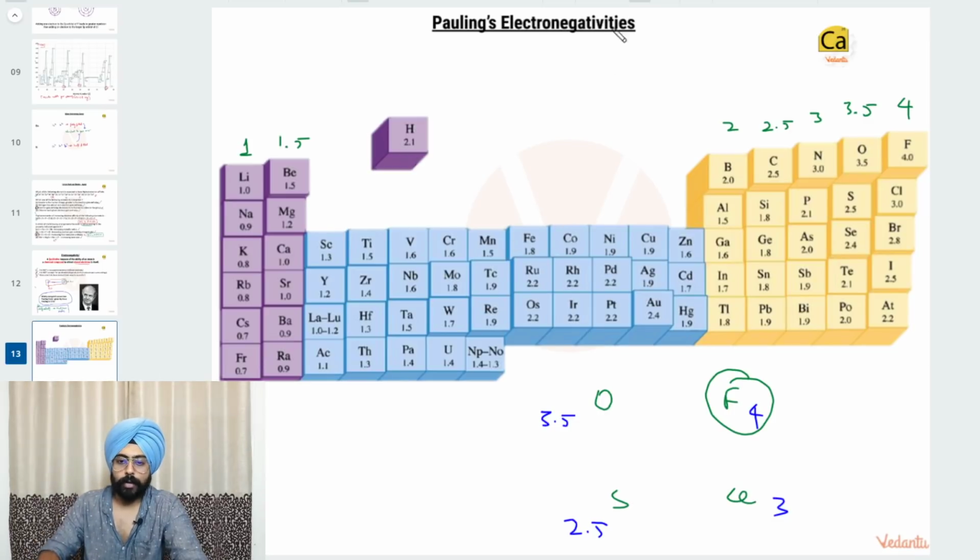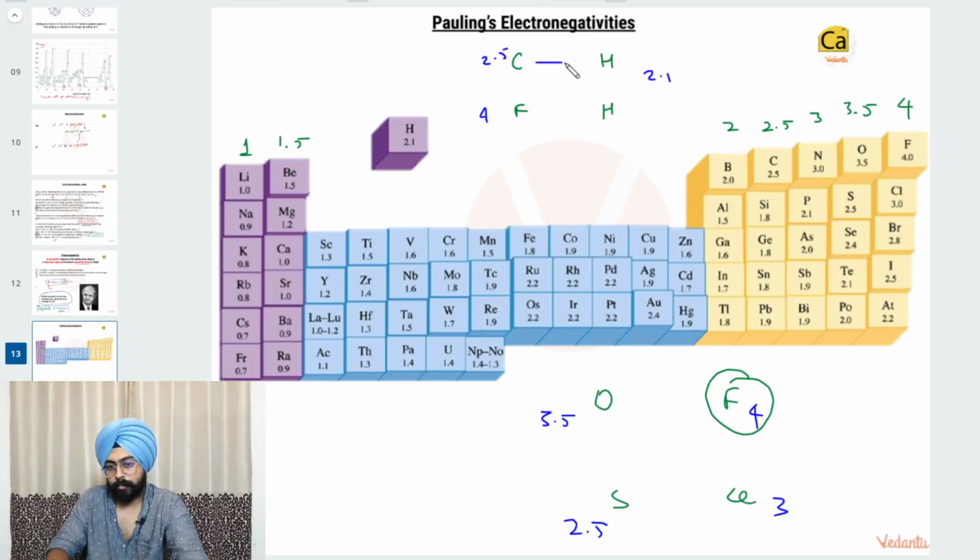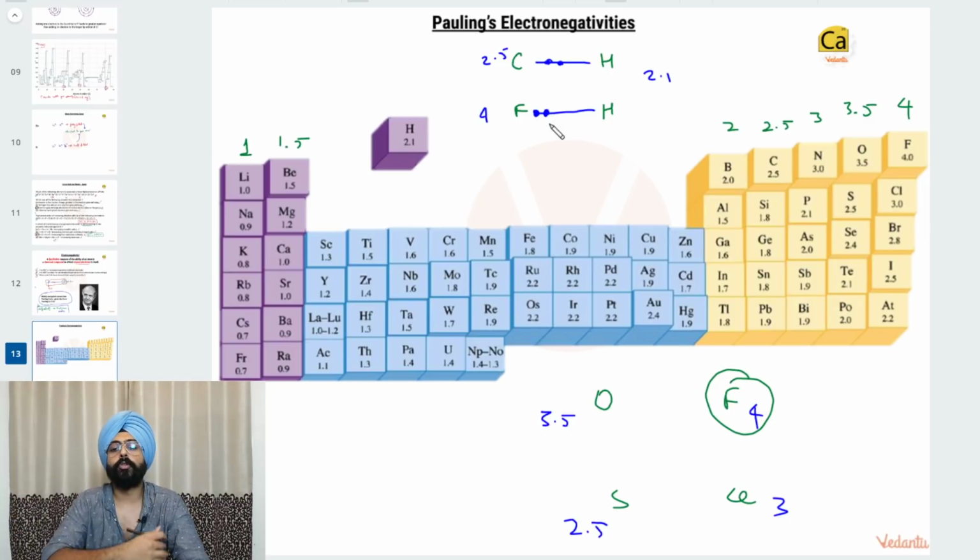So again, to give you an example, if you had a bond between carbon and hydrogen versus a bond between fluorine and hydrogen, carbon's electronegativity is 2.5, fluorine's is 4, hydrogen's is 2.1. So if you have a bond between carbon and hydrogen, you can imagine that the shared pair of electrons will only be slightly towards carbon. You would expect ideally for it to be in the center, but it is just slightly towards carbon, just a slight bit of movement towards carbon. But fluorine's electronegativity is very high, so the electron pair will be very close to fluorine.